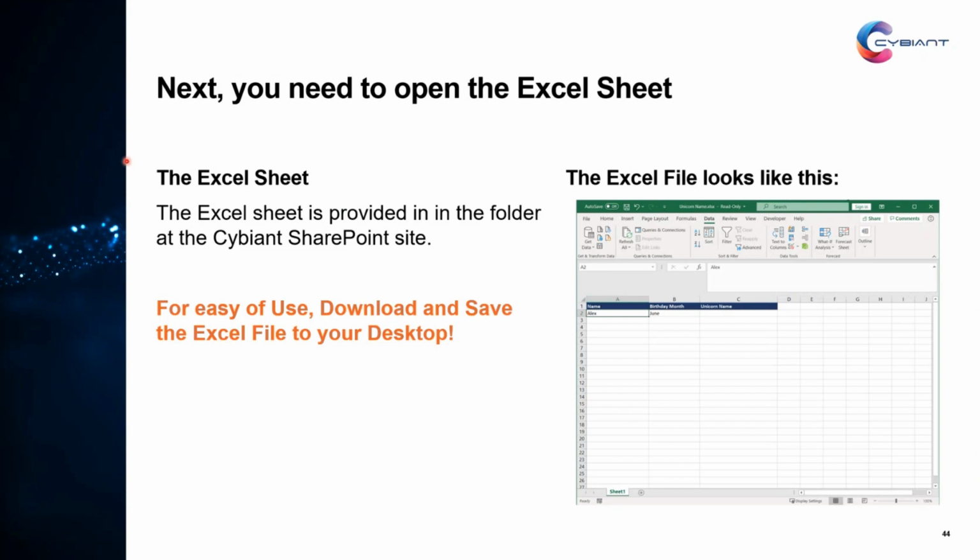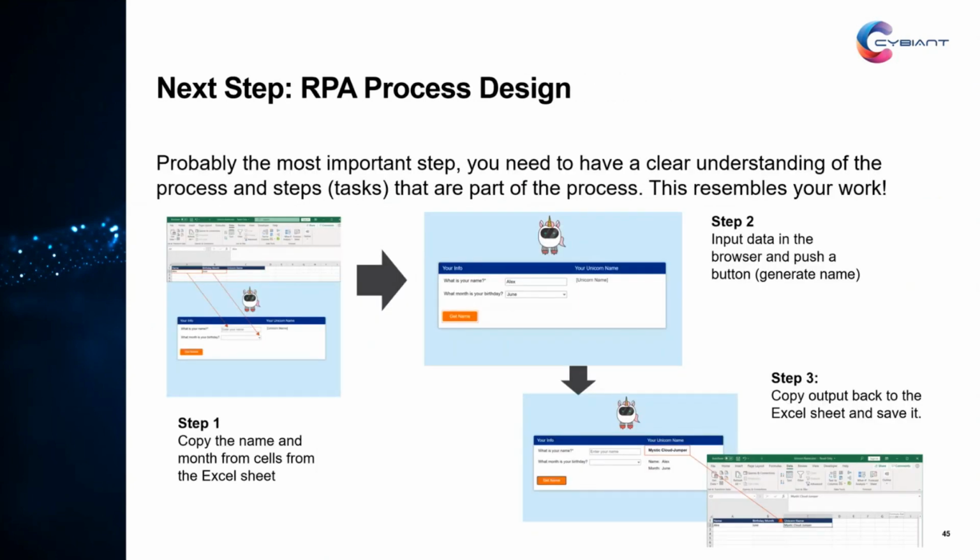Then of course, in the next part you will also be required to open the Excel sheet. I'll be sharing the link of the Excel sheet as well. I'm sharing the SharePoint. I already put the link in the chat, and that is where you can download the Excel file named unicorn name. You can download it from there and put it on your desktop.